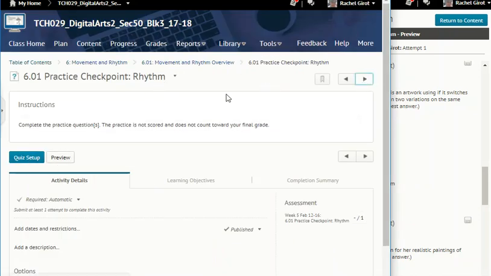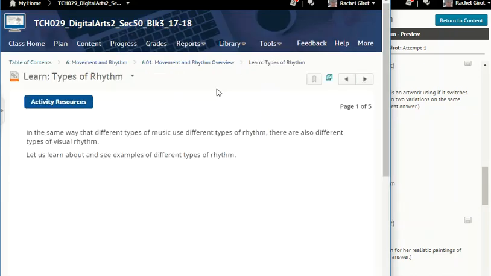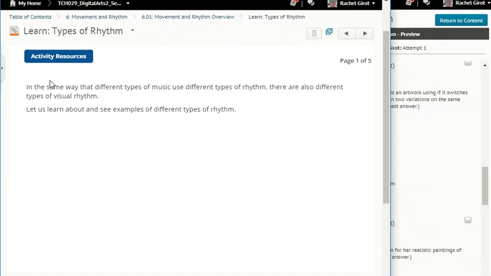All right, next. Types of rhythm, thank goodness. Okay, that's what I was hoping. In the same way that different types of music use different types of rhythm, there are also different types of visual rhythm. Let us learn about and see examples of different types of rhythm.